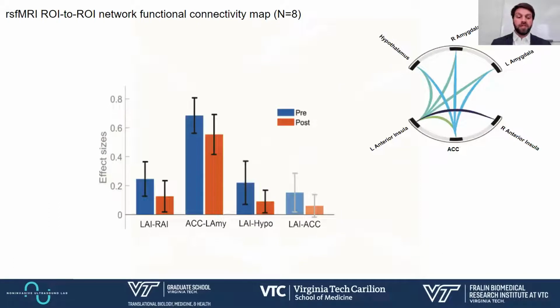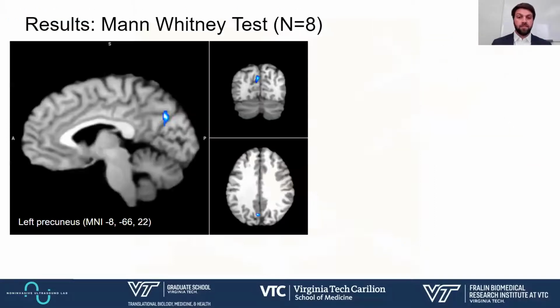This is another way of looking at the same data. You can see the effect sizes from pre in blue and post in red. Just notice that the red bars are lower than the blue. And then on the right, you can see the gray bars between the left anterior insula and the anterior cingulate, showing that these did not maintain significance following our statistical correction.